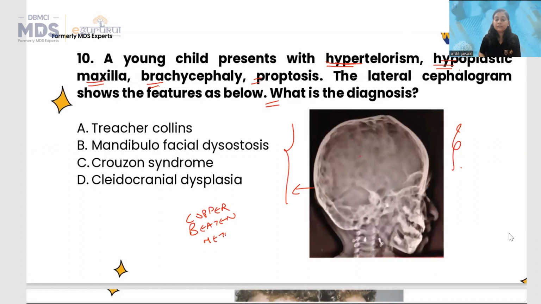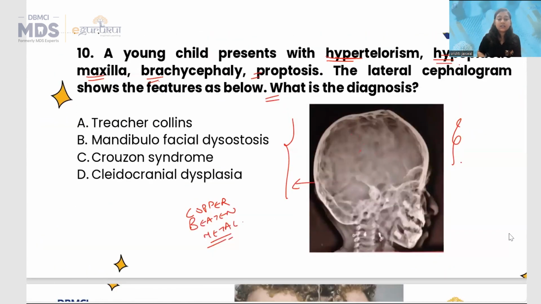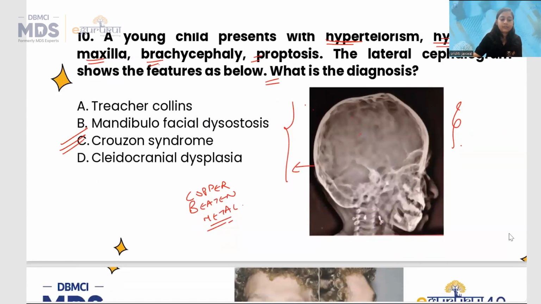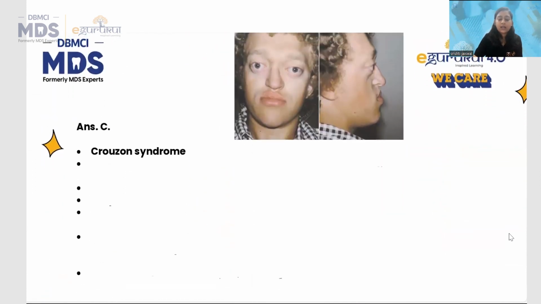Copper beaten metal appearance. So, copper beaten metal appearance is seen in which condition? It is Crouzon's syndrome. It is Crouzon's syndrome. I think this is a very direct question. Okay. Even if you don't remember hypoplastic maxilla, brachycephaly, proptosis, but still with this radiographic image, you can solve this question. Now, the Treacher-Collins syndrome and mandibulofacial dysostosis, both are the same. Now, this is Crouzon syndrome.